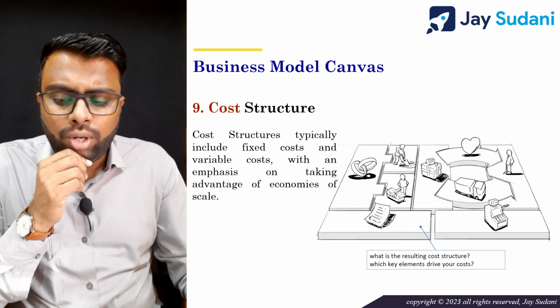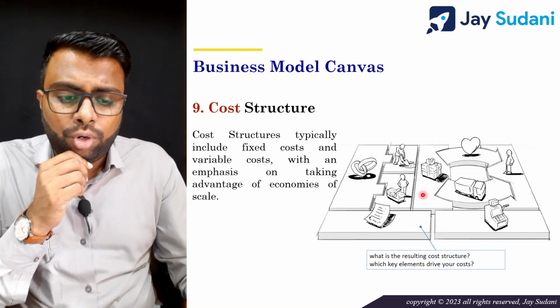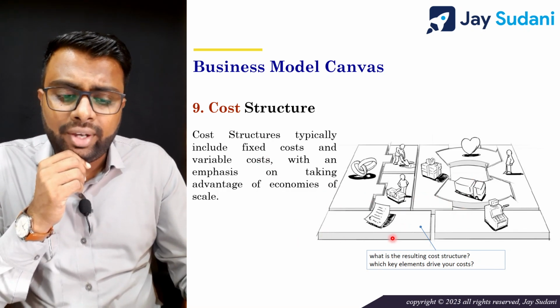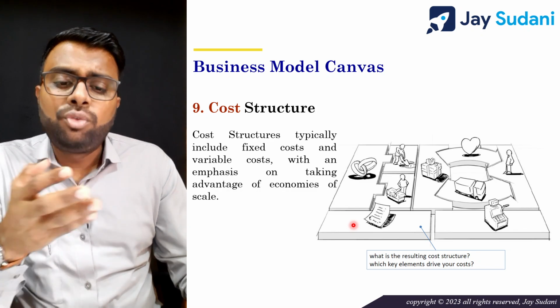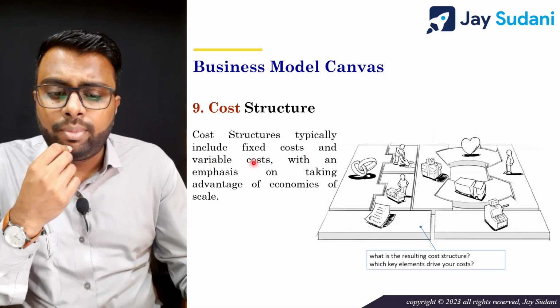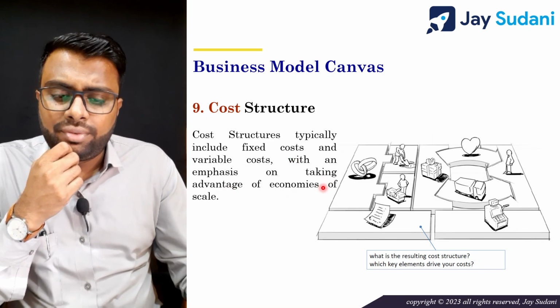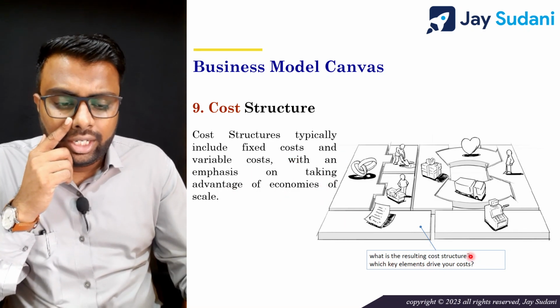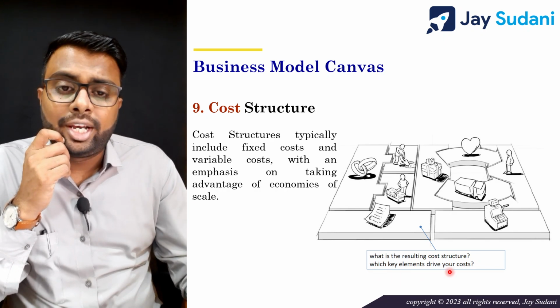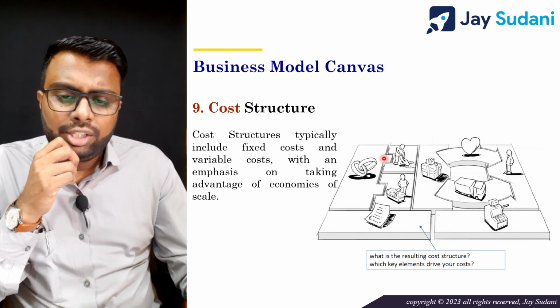And then finally, you have this cost structure, that is, what all activities and how exactly your money will go out from your account, right? So cost structure typically includes the fixed cost and the variable cost, with emphasis on taking advantage of economies of scale as well. So what is the resulting cost structure? Which key elements drive your entire cost? So you need to be very cautious about it. So define all those costs that you have. So this is the 9th component.